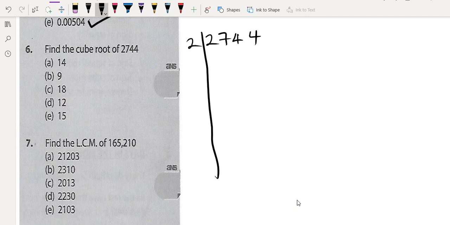Can 2 go? Yes. 2 into 2, 1. 2 into 7, 1. 2 into 14, 7. 2 into 4, 2. Can 2 go? Yes. 2 into 13, 6, 1. 2 into 17, 8, 1. 2 into 12, 6. Can 2 go? Yes. 2 into 6, 3. 4, 3. Can 3 go? No. 5, no. 7, yes. 7 into 34.